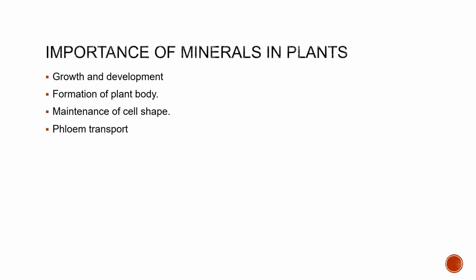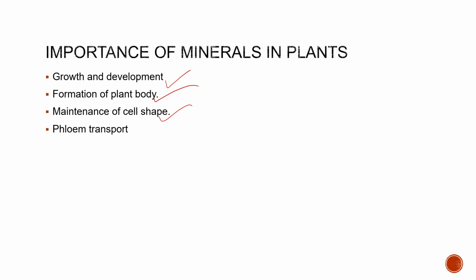So what is the importance of minerals in plants? They are very important because there are 17 essential minerals for the growth and development of plants. For the formation of the plant body, several minerals are constituents of the protoplasm and the cell wall of the plant. They help in the formation of cells and give the cells shape. They also help in the absorption of water and the maintenance of turgidity to maintain the shape of the cell.